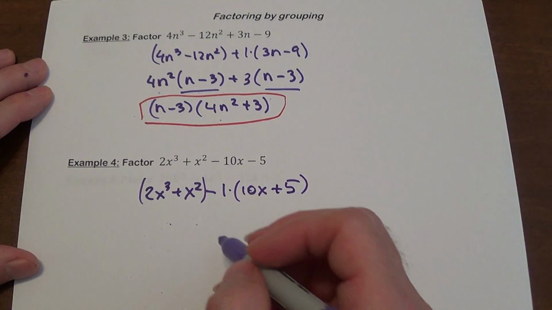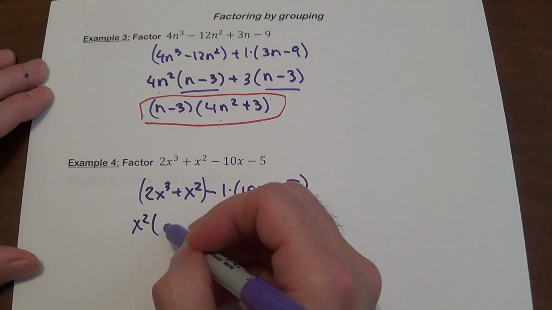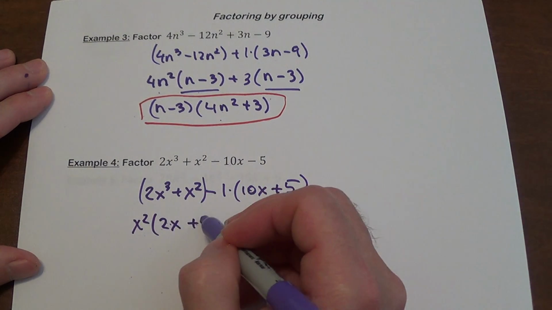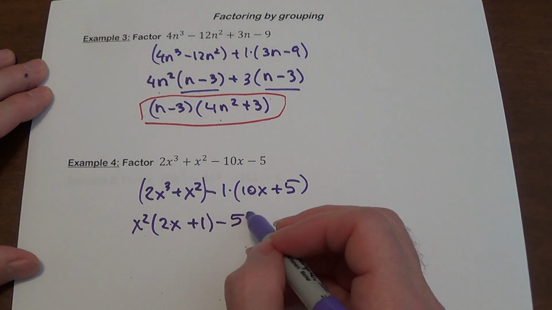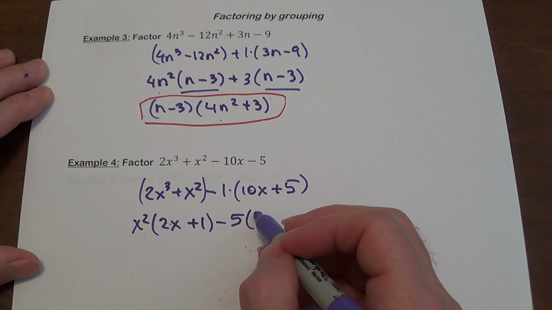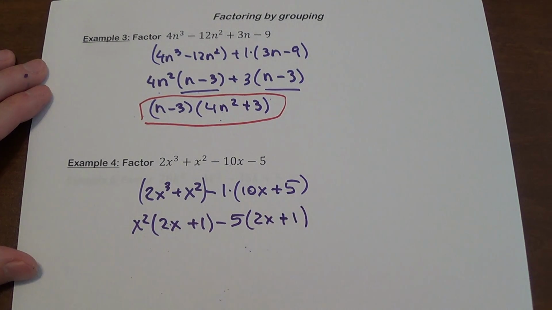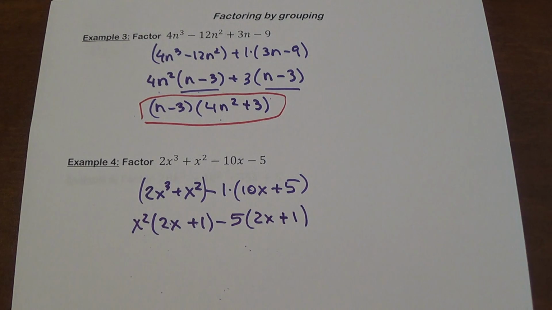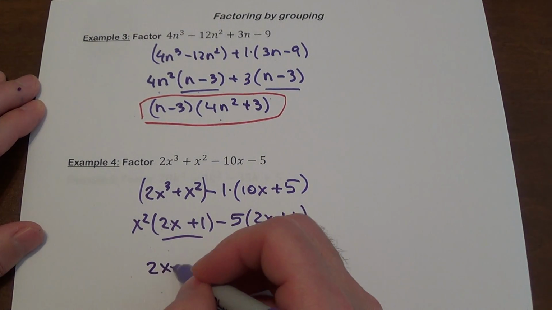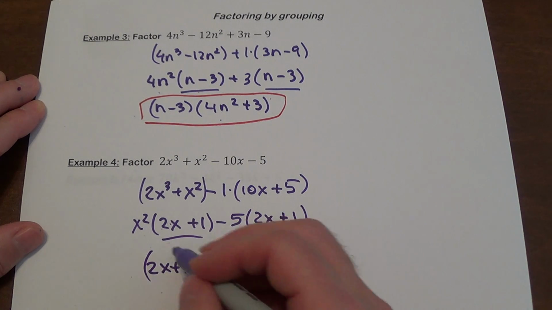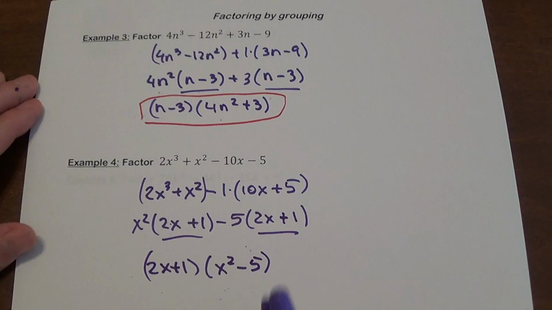Very, very important. Now let's look at common factors. X squared here, that's going to leave you with 2x plus 1. Minus, what can we factor out here? 5, right? 10x divided by 5 is 2x. And then plus 5 divided by 5 is 1. So we have 2x plus 1, 2x plus 1. We factor it out. That's going to leave us with x squared minus 5. We are done.